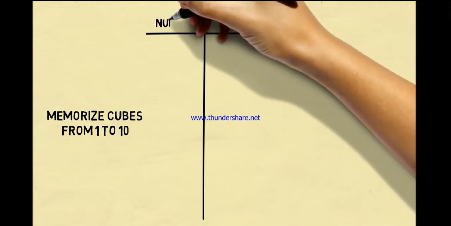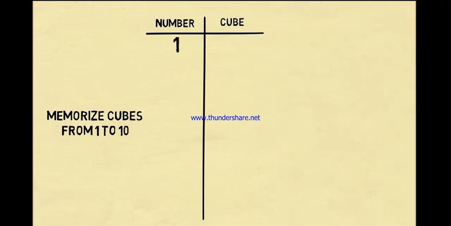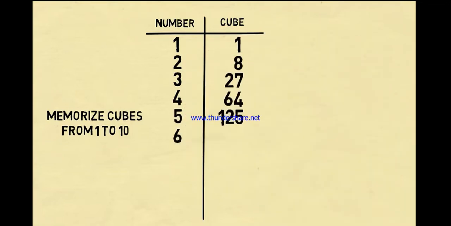number is the number multiplied by itself 3 times. So the cube of 1 is still 1. The cube of 2 is 8. The cube of 3 is 27. And I'm going to keep writing the cubes of each number. So you may know some of these, otherwise, to do this trick, you'll have to memorize these 10 numbers.